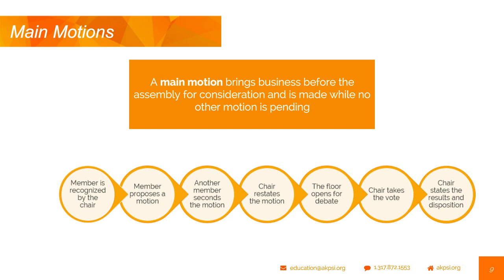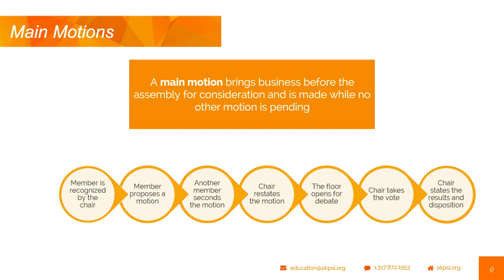So the steps follow. The second step, another member seconds the motion. Once the member seconds the motion, that motion belongs to the assembly, not the individual. So after the motion is moved, another member says, I second, and now the motion belongs to the assembly, which is why there is a common practice of friendly amendments.